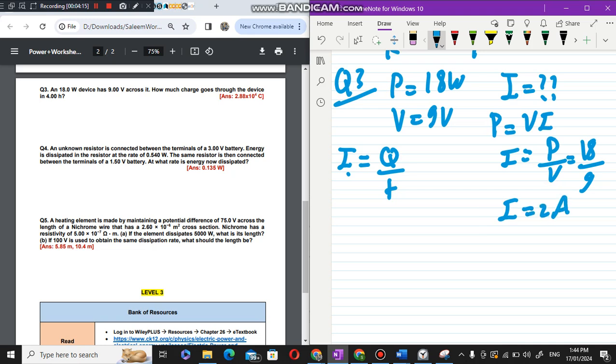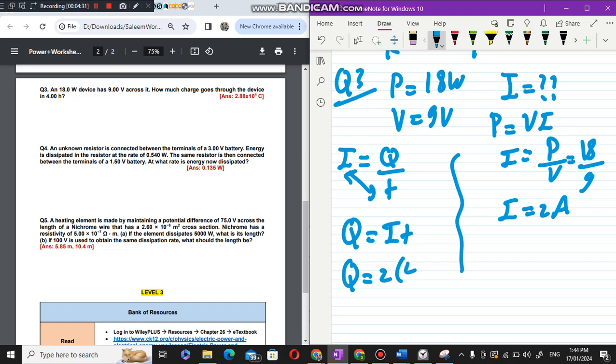So now we get the current. In order to get charge, we do cross multiplication between current and time. So we get that Q is equal to I times T, which is equal to 2 multiplied by, we have time given in hours, we need to change from hours to seconds. So from hours to seconds we multiply by 3600, and this will be 2.88 times 10 to the power 4 coulombs.